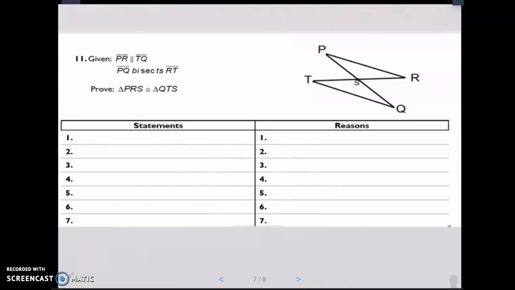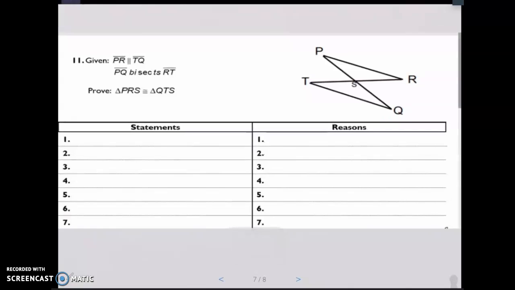All right, here we go. So this one we're using some parallel lines, and we're also using some bisect, right? So let's get PR is parallel to TQ. PR is parallel to TQ, so we're going to mark it like that.